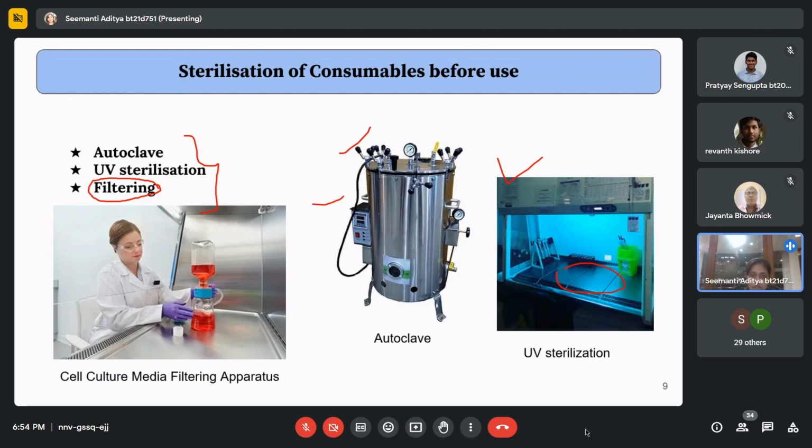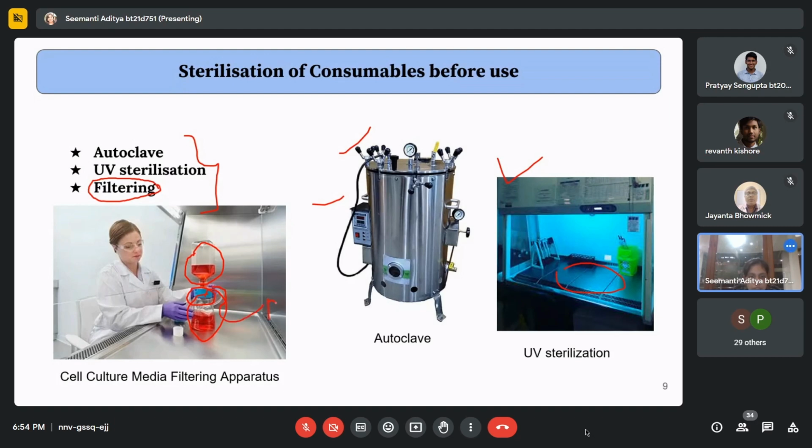So then we use a filtering apparatus to filter it. In this filtering apparatus, you can see there are two components. One is the filtering bottle into which the filtered media is going, and the other is the bottle which has the unfiltered media. This kind of apparatus is actually attached to a pump. This pipe you see has a pump attached to it.